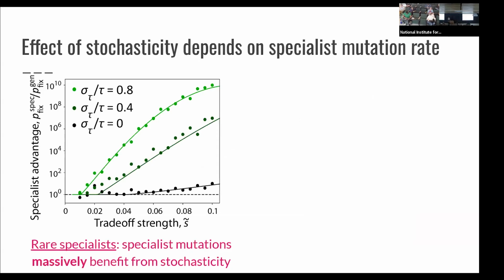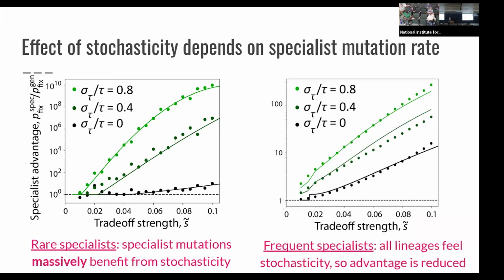So that's pretty wild. If we increase the specialist mutation rate, though, then every lineage in the population will be able to respond to stochasticity, and that means the effect of a single specialist mutation will matter less. So you still get an advantage, but it's closer to the 10 times, 100 times plots that I was showing you earlier. And we can extend our theory to account for this to get those curves.